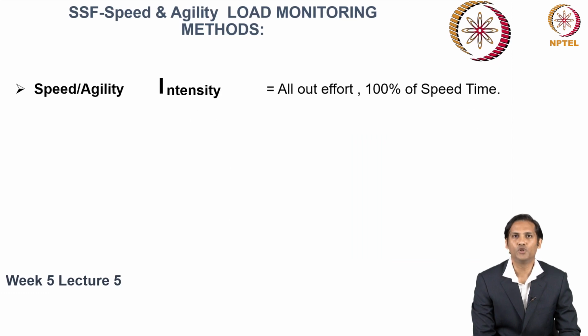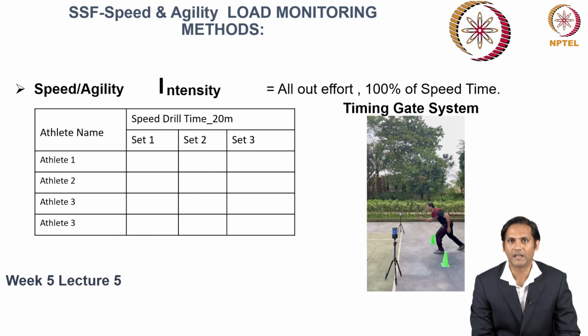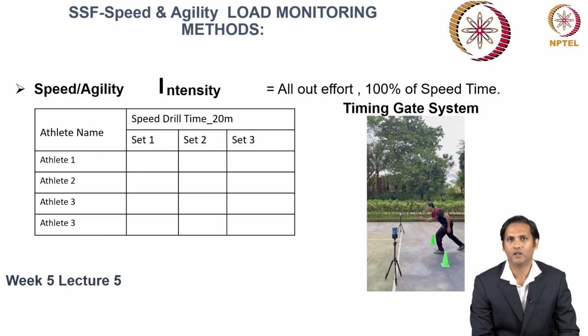For that reason, you should be using a much more efficient way of monitoring the load for speed and agility sessions. Another method is using a timing gate system. As mentioned in the image, the timing gates are sets of a beam and a reflector. As you cross the starting point, you interrupt the beam, which starts the timing of the drill, and at the end point you have another set of timing gates. As you cross the infrared at the end point, the finish line of the drill is recorded.